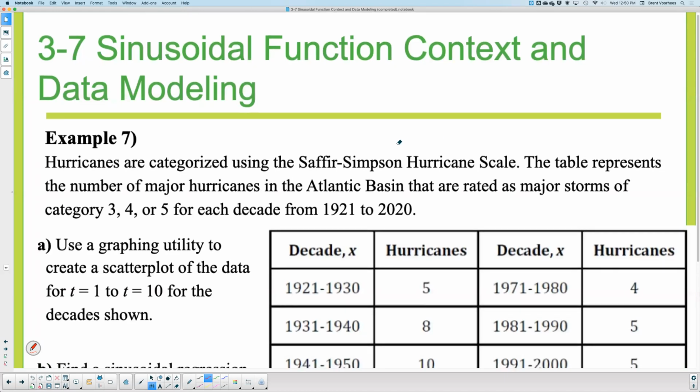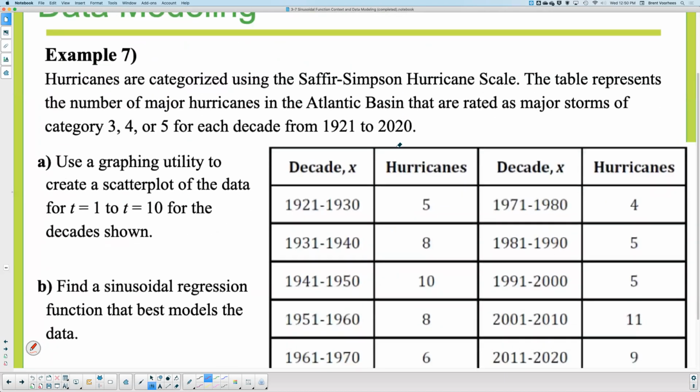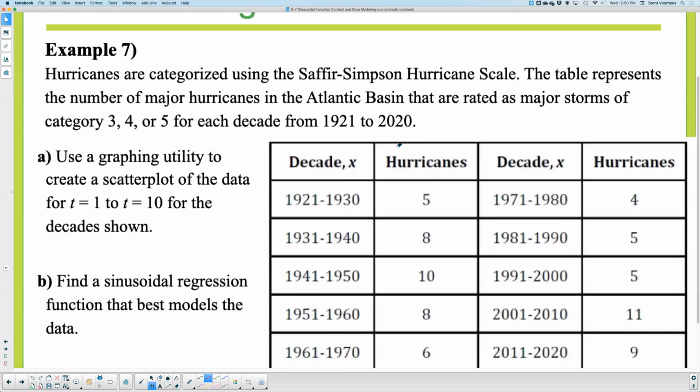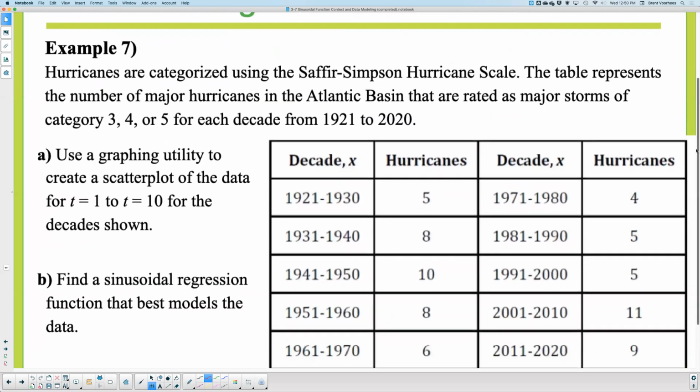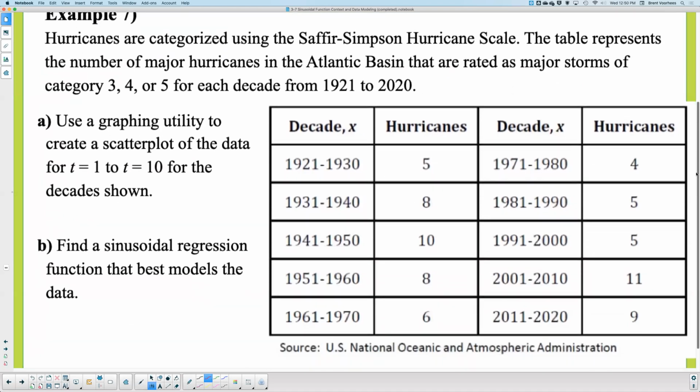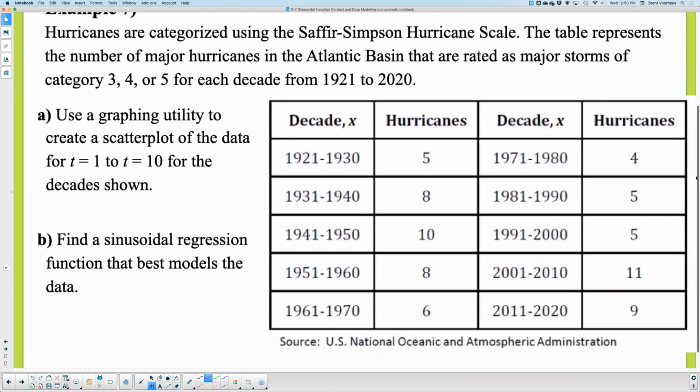It says hurricanes are categorized using a Saffir-Simpson hurricane scale. The table represents the number of major hurricanes in the Atlantic Basin that are rated as major storms of category 3, 4, or 5 for each decade from 1921 through 2020. Part A, we're going to use a graphing utility to create a scatter plot of data for t equals 1 through t equals 10 for the decades shown. Again, this t equals 1 here would be the first decade, second decade, third, fourth, fifth, sixth, seventh, eighth, ninth, and 10th. That's the idea here.